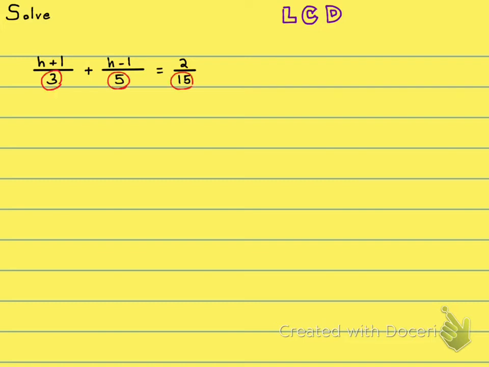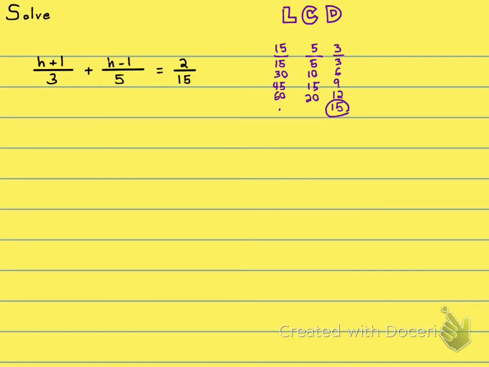To find that, we're going to find our multiples of these denominators, 3, 5, and 15. I like to start with the largest, which is 15. We'll show a couple multiples: 15, 30, 45, 60. Then we go to the next one, which is 5: 10, 15, 20. Then the next one, which is 3: 6, 9, 12, 15. I'm going to stop right there because I found my least common multiple.